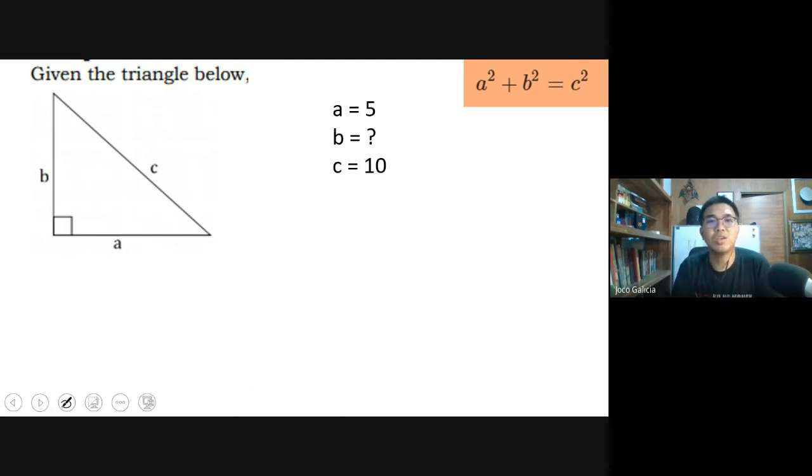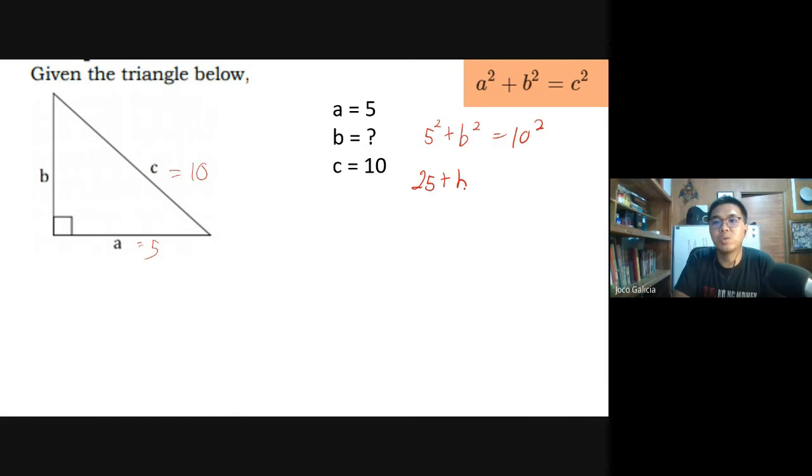Now, punta tayo dito. Given the triangle below, A, B, C, ganun pa rin. Yung A natin yung 5 at yung C naman natin ay 10. Ano ang hinahanap dito? Yung B. So, to find the value of B, we have to substitute first. So, yung A natin, 5 squared plus B squared, equals C squared ay 10 squared. 5 squared ay equal sa 25 plus B squared. Wala tayong pwedeng gawin sa B squared. Equals 10 squared ay equal sa 100.